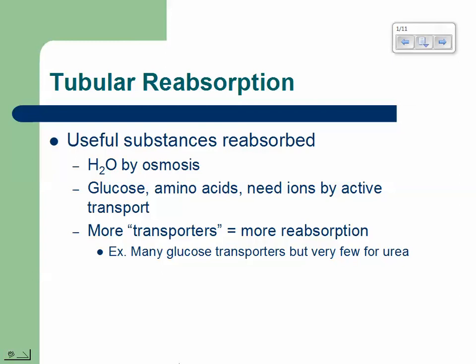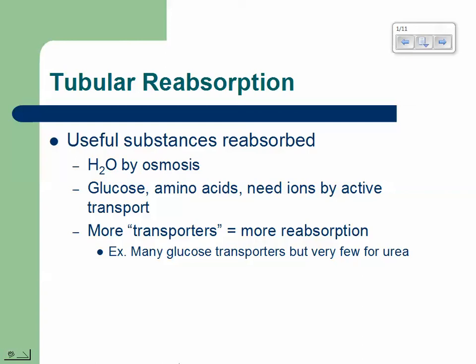The more transporters there are, the more reabsorption is going to happen. So this is how our body regulates things. We don't want to pee out blood glucose. We can use that to make energy. We can do cell respiration with that. We don't want to get rid of it. So we're going to have a lot of transporters for glucose and hopefully catch all that glucose and not pee it out.